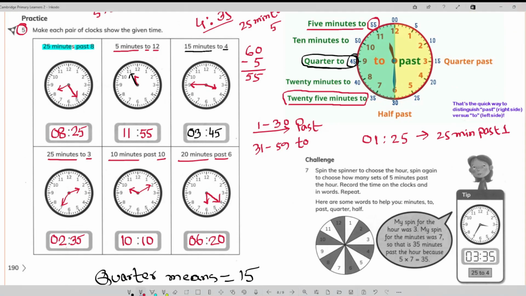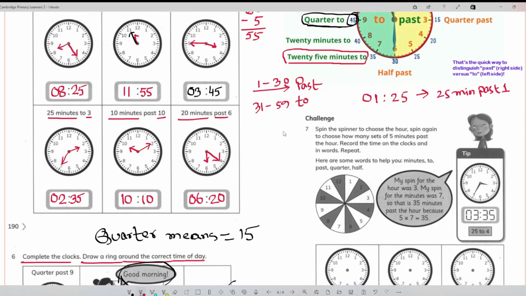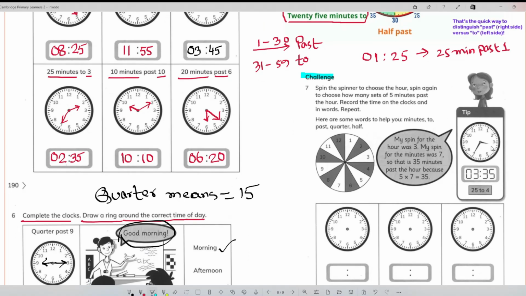Next one, it's a very interesting challenge. What kind of challenge? We are seeing lots of spin in the game. So it's round, round, round, moving, moving, moving. After moving, first here is some clue. My spin for the hour was 3, my spin for the minute was 7, so it's 35 minutes past the hour, because 5 times 7 is 35. So let's start.